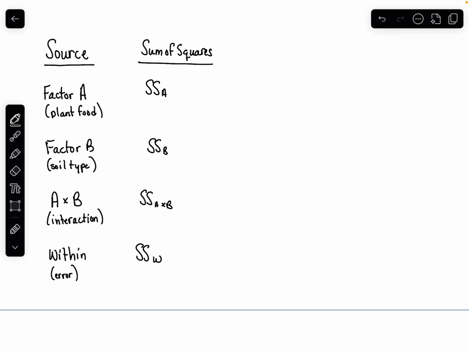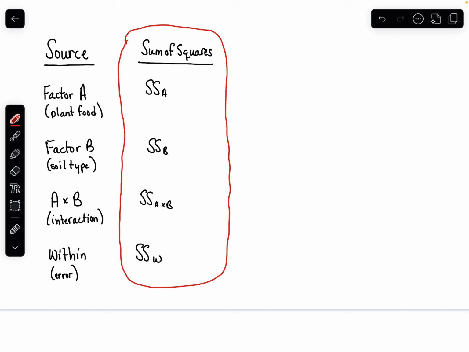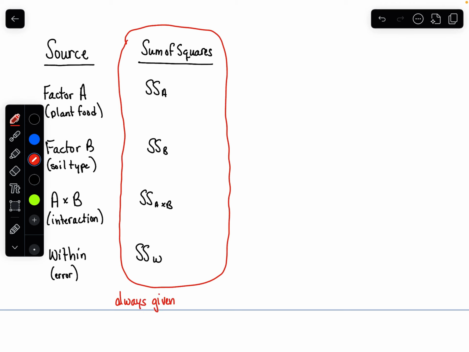If you recall from one-way ANOVA, it was the sum of squares calculations that took the most amount of time. Once you had the sum of squares calculations, the degrees of freedom, the mean squares, and the test statistic were all pretty simple from there. But these were typically the things that took the most calculation. So for the purposes of this class, these will always be given to you, and that includes on the tests.